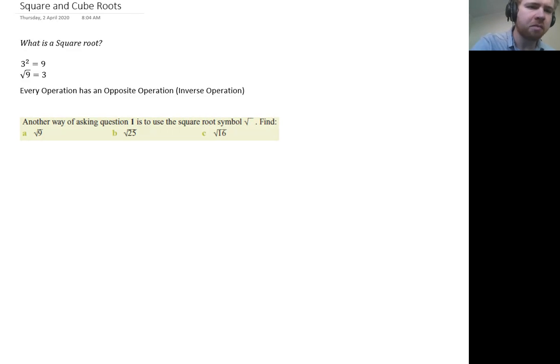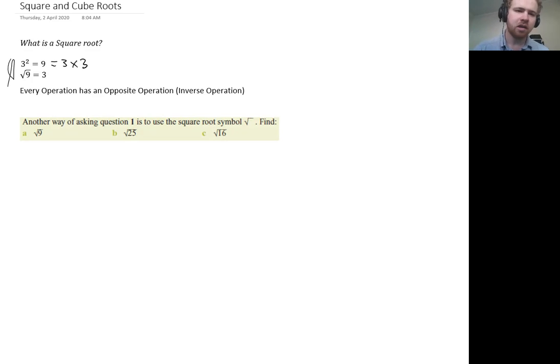So let's look at this example over here. We have 3 squared. Remember, when we have something to the power of 2, it means we're multiplying it by itself twice. So 3 squared is the same as 3 times 3. It's not the same as 3 times 2, which would be 6. It's 3 times itself. You've got 2 3's there, multiplied together, which equals 9.